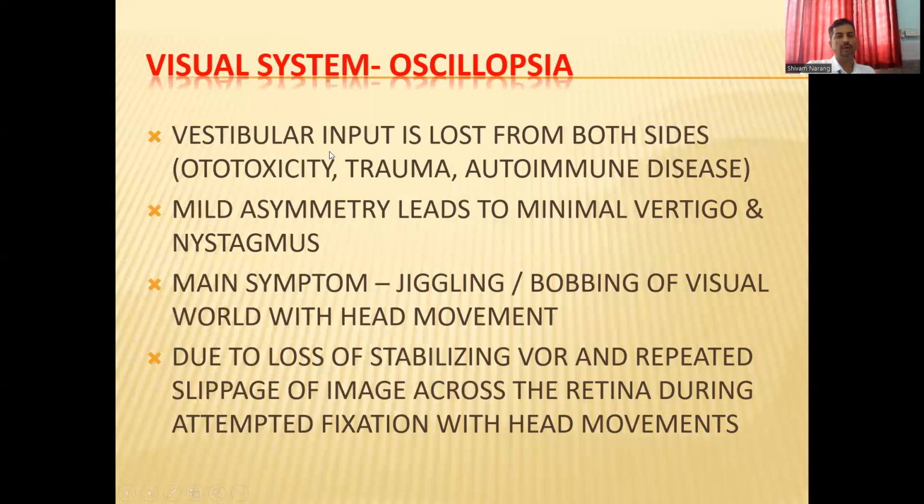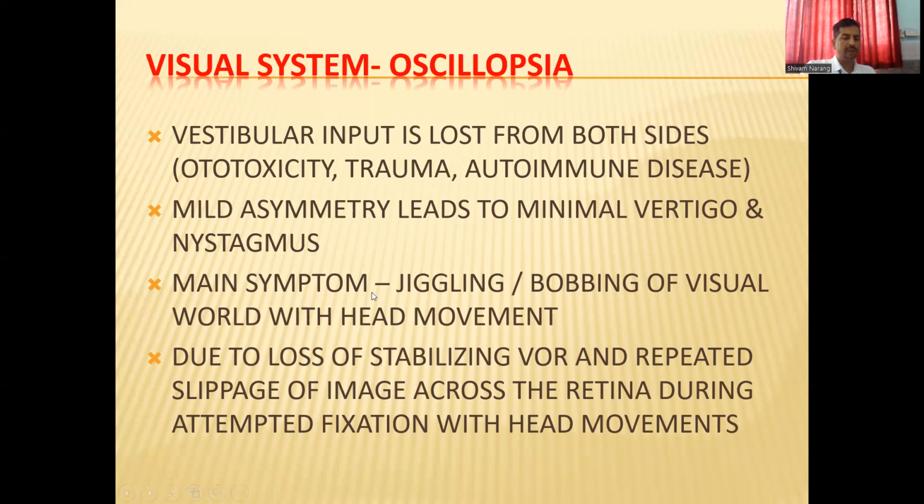What if basically our brain judges the signals from both the labyrinths? What if signals from both the vestibular sides are lost, just like in ototoxicity or trauma or autoimmune disease? Both the vestibular inputs are lost. Then there can be a very mild asymmetry of the vestibular signals that will lead to very minimal vertigo and nystagmus. There will not be any vertigo or nystagmus if both the labyrinths are not working, or a mild asymmetry will give you mild symptoms.